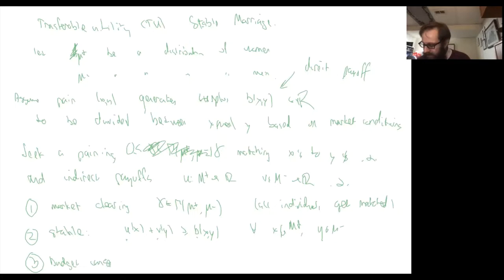See, it's easy to be stable if you're allowed to pay the X's and the Y's as much as you want. You give them all $1 million and you certainly satisfy the stability inequality. But the problem is that the pairings you set up may not generate enough millions of dollars to do that. And so the budget constraint is that the surplus generated by the pairings is actually enough to pay partner X U and partner Y V for gamma almost every X and Y.